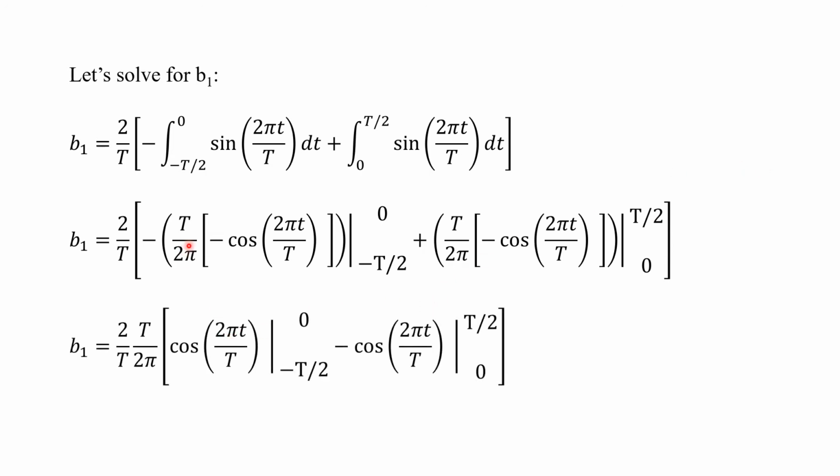We can take T over 2 pi out of the brackets. So we have 2 over T times T over 2 pi times cosine 2 pi t over T evaluated from negative T over 2 to 0, minus cosine 2 pi t over T evaluated from 0 to T over 2.